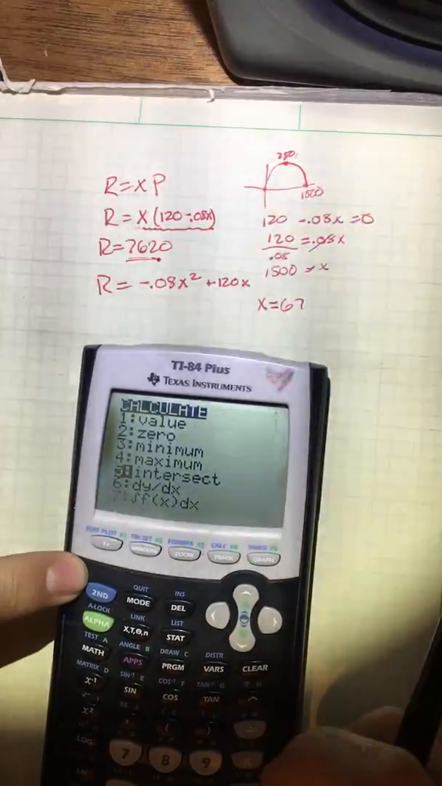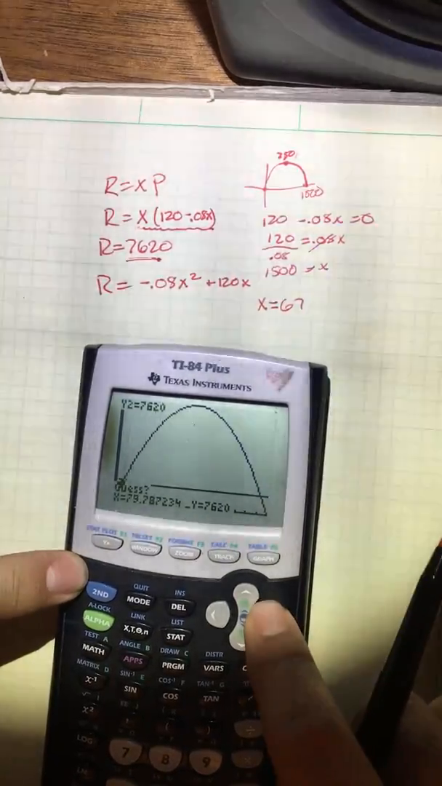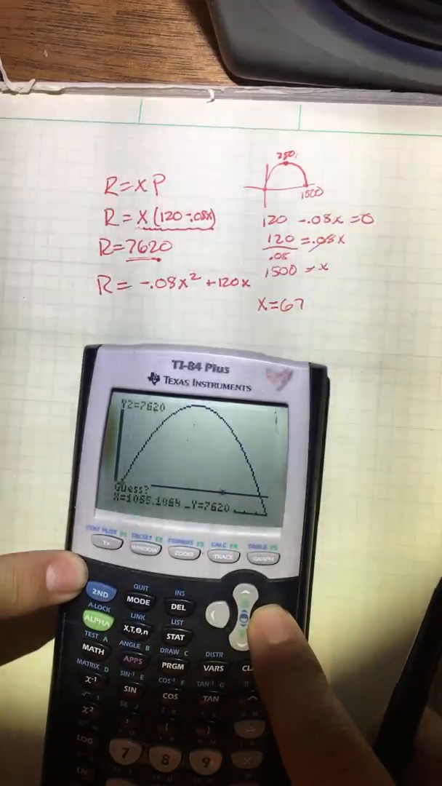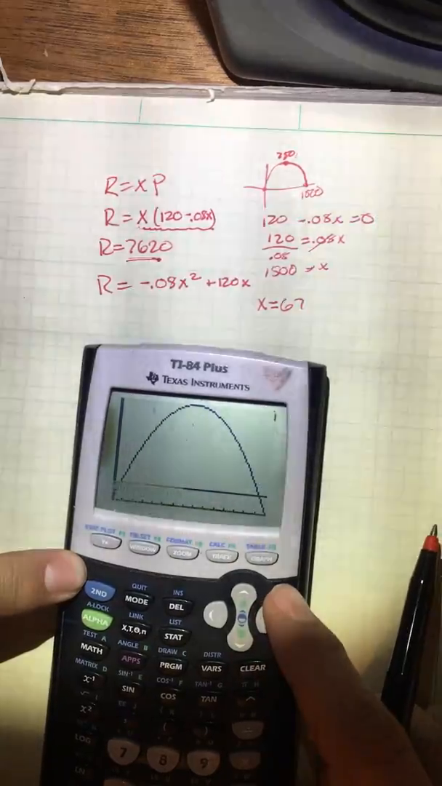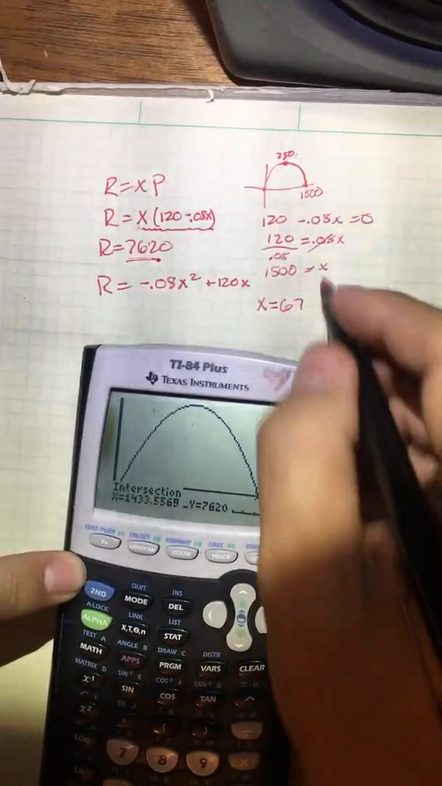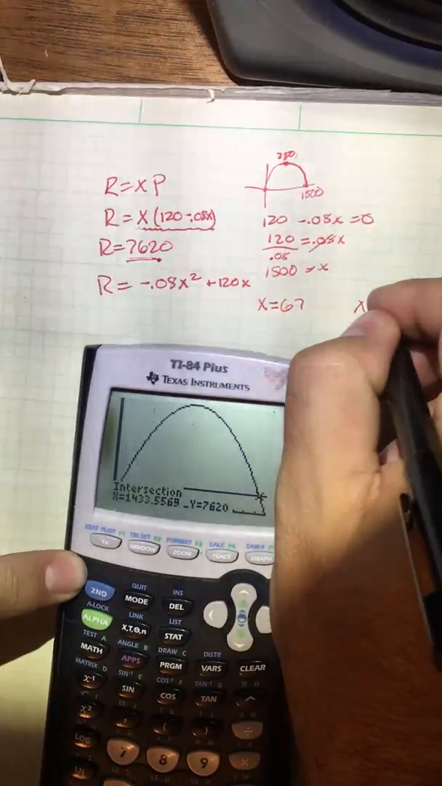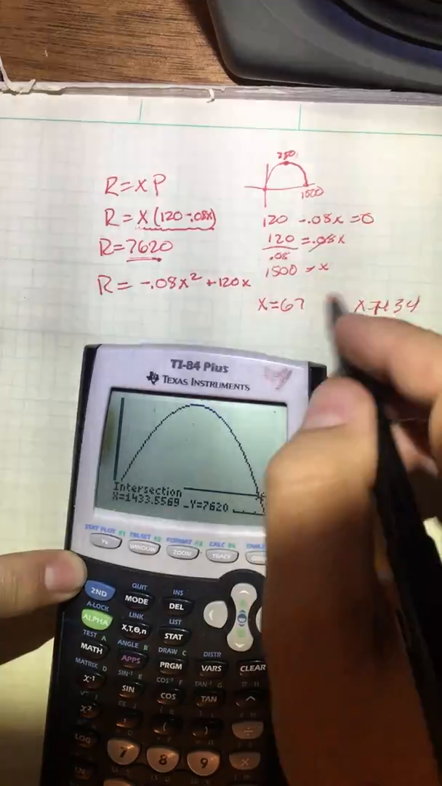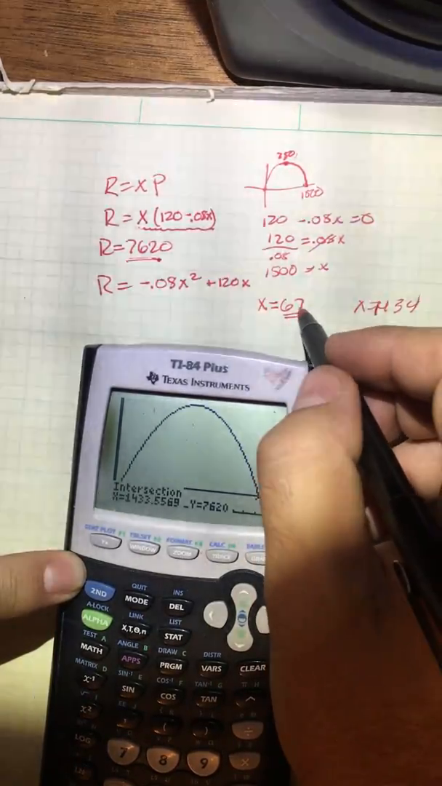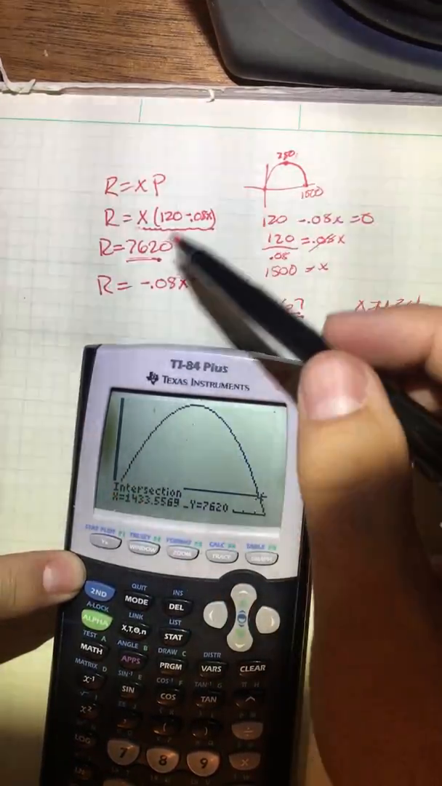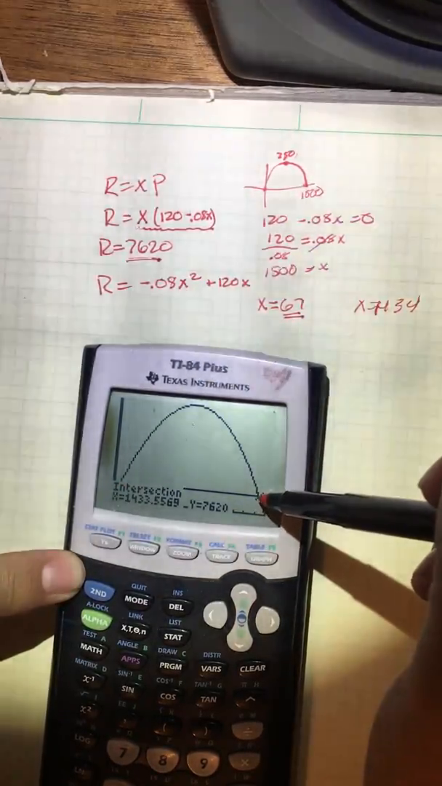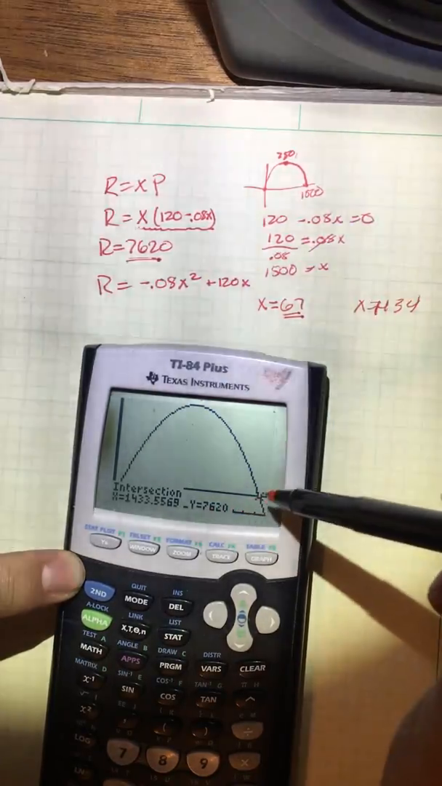And then I'll calc the intersect, enter, and then scroll over here, just so that I can get close to it so it knows which intersection I want. Okay, and that's at 1433.55. So X equals 1433.55, so we'll call that 1434. So this is the smallest amount of items that I can make that will produce $7,620 in revenue. And this is the largest amount of items that I can make that will produce that same revenue.